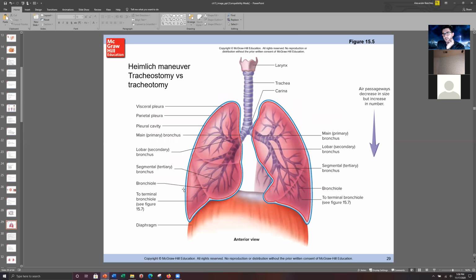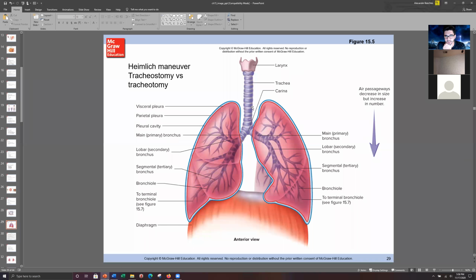Okay, so now we move down into the lungs, right? So we've gone past our larynx, right? Now we're into the trachea, okay? So once we get here, this is fairly straightforward. We just have a large tube that gets progressively smaller as we move out into the lungs, right?